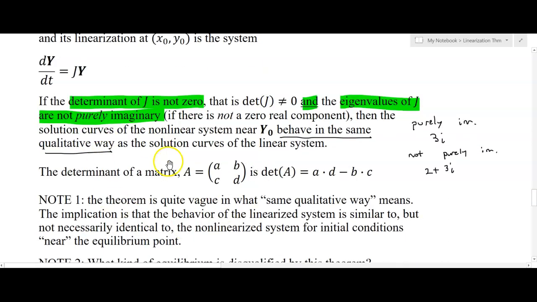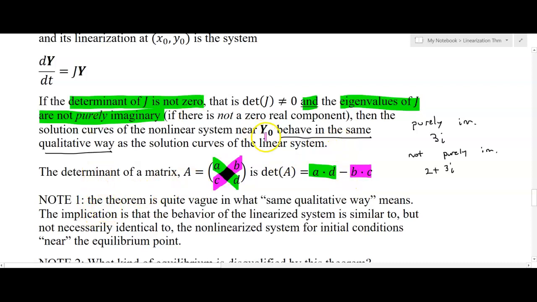So first of all, when you compute the determinant of a matrix, when you have four values like this, it's the product of the diagonals from top left to bottom right. So you see there's A times D minus the product of the diagonals from bottom left to top right, BC. So you have to make sure that's not equal to 0. As long as it's not, you're all set.